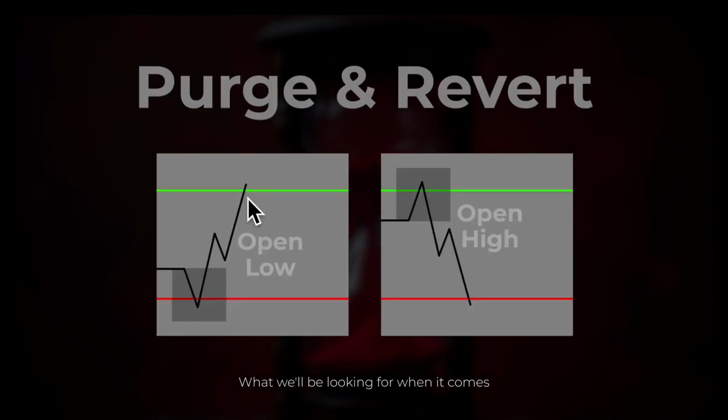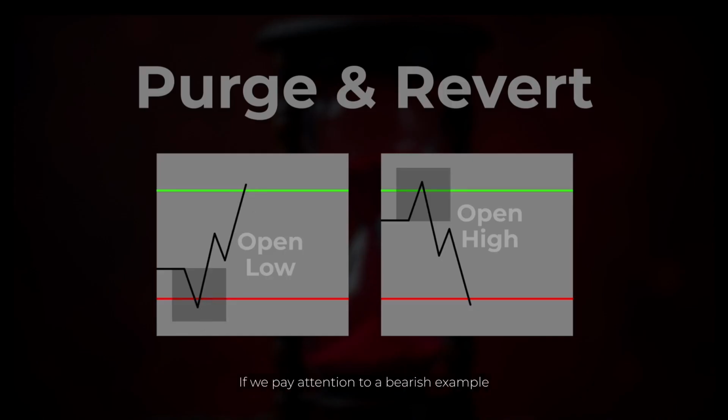What we'll be looking for when it comes to time cycles is mainly the following. We will be looking at a purge and revert taking place, where if bullish, we are going to look for an open low, where the market is going to open low, taking out sell-side liquidity resting below the previous cycle low, followed by a reversal higher to draw towards the previous cycle high. This takes place in bullish markets.